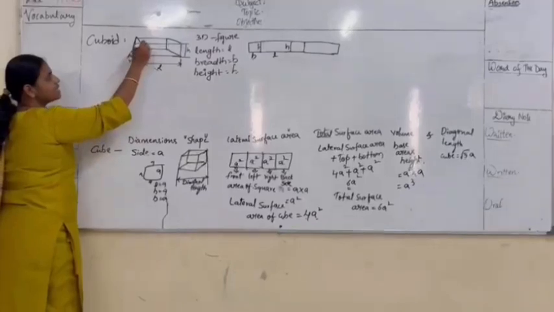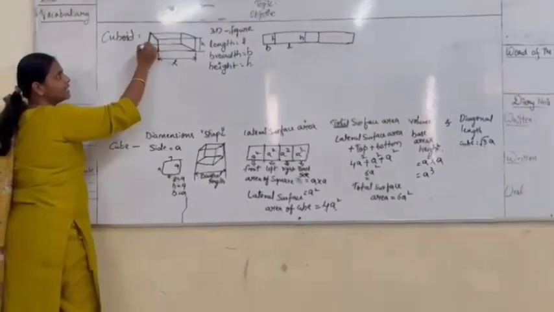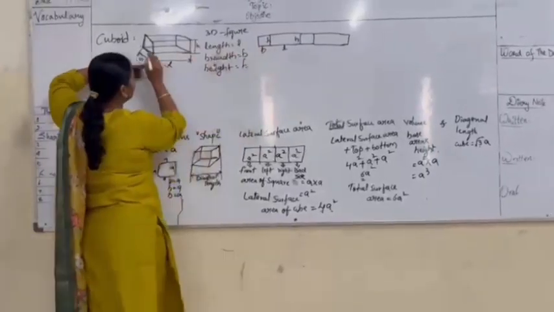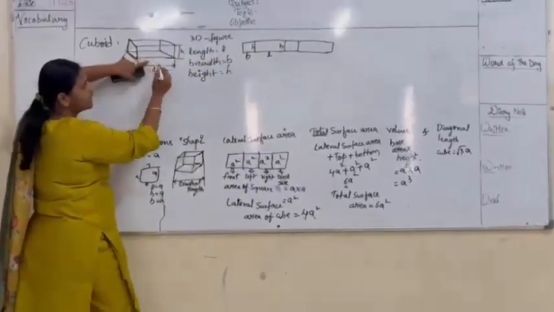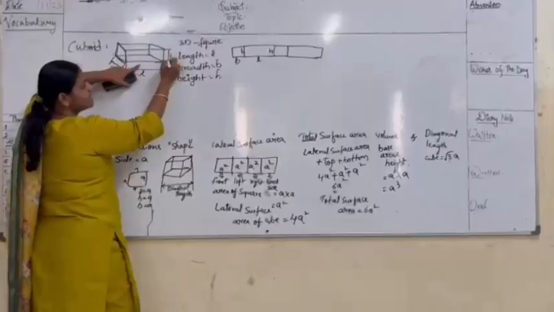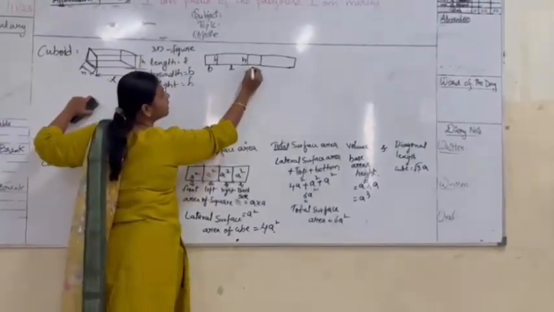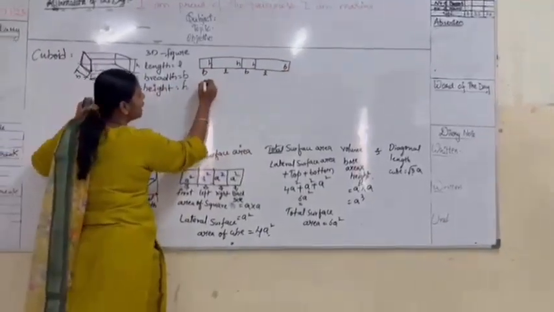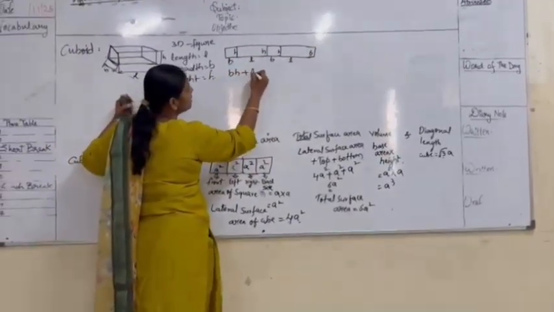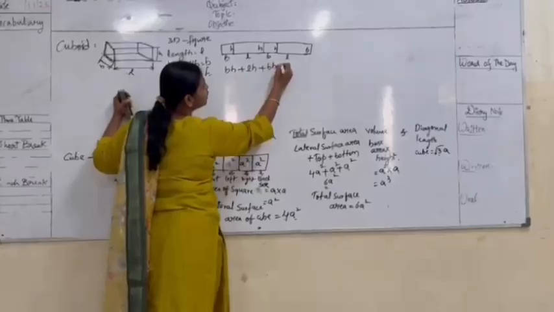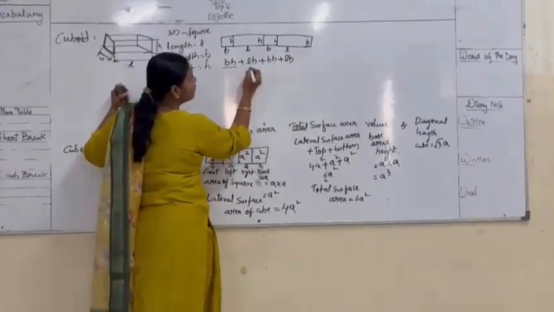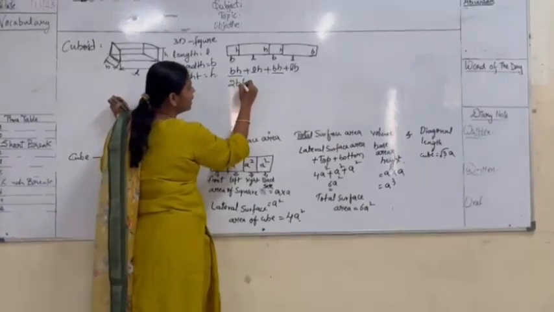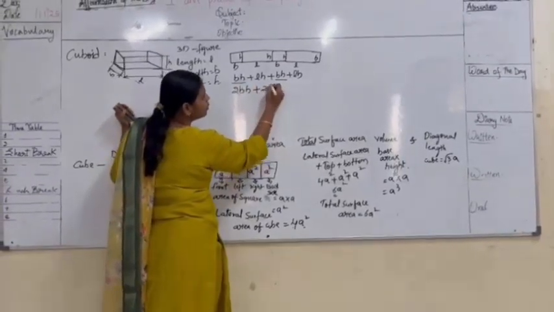Here we can see this square. This is height and this is breadth. Here I am taking breadth and here I am taking height. While coming to this rectangle, this is length and this is height. I am taking length and height. Again breadth and height, length and height. Now if we add this, BH plus LH plus BH plus LH, we are having 2 BH plus 2 LH.